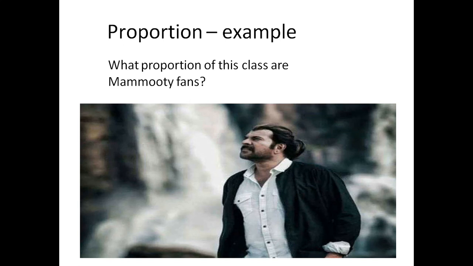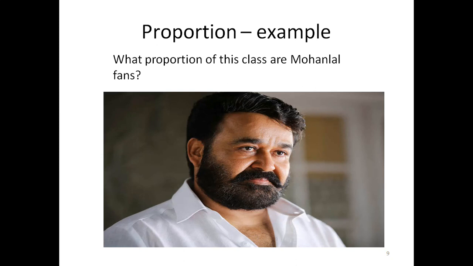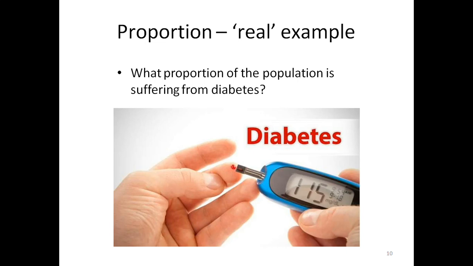Here is an example which I used to show in my lectures. What proportion of this class are Mammootty fans? The number of Mammootty fans divided by the total class, multiplied by 100, gives the proportion. Similarly for the Mohanlal fans, the number of fans divided by the total number of students in the class, into 100, will give the proportion. Okay, now a real life example. What proportion of the population is suffering from diabetes? We get the data of diabetes patients and divide by the total population, and we get the proportion of diabetes patients.